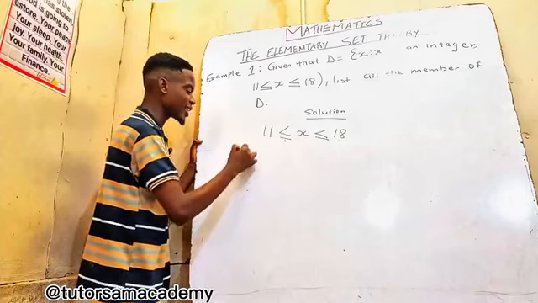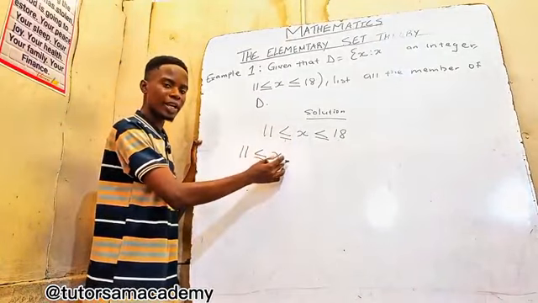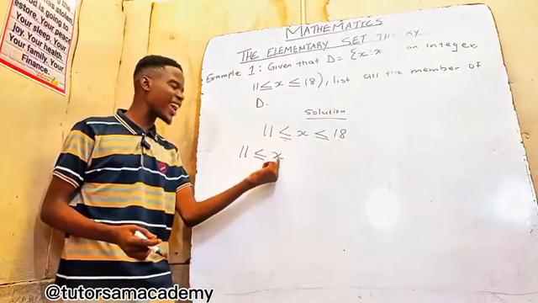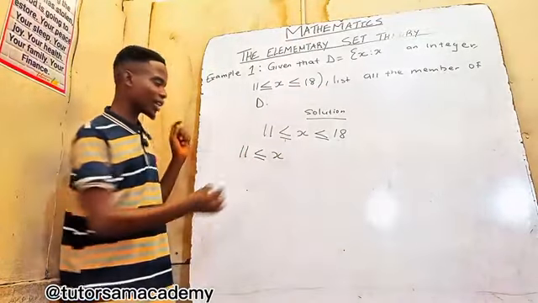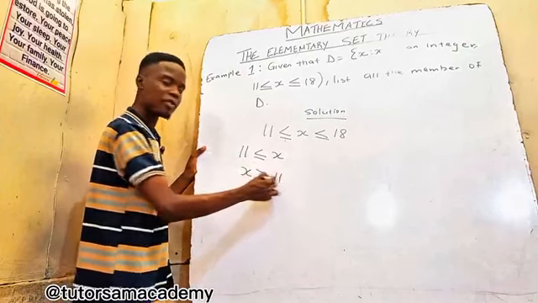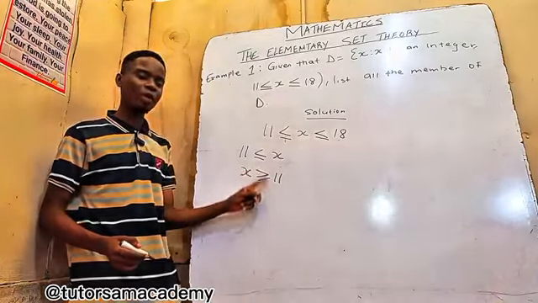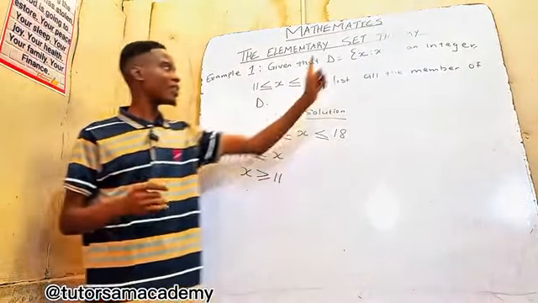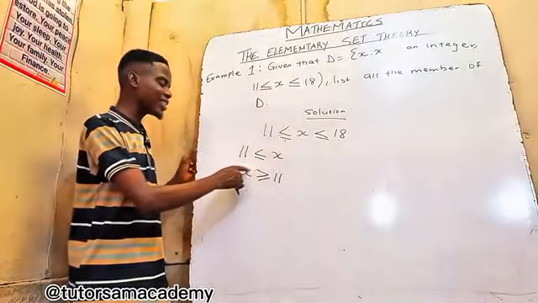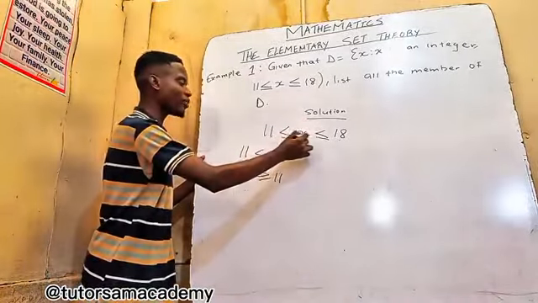Take this first part. They said 11 is less or equal to X. If I'm to list the members of X, if I'm to start this statement with X, I will say X is greater or equal to 11. So to know X now, X will be greater or equal to what? 11. They say X belongs to D, X is an integer, X is greater or equal to 11. So we know three things about X. First, X belongs to D. X is an integer. And also, X is greater or equal to 11. That is, X starts from 11 upward. So this is the first part of the inequality.